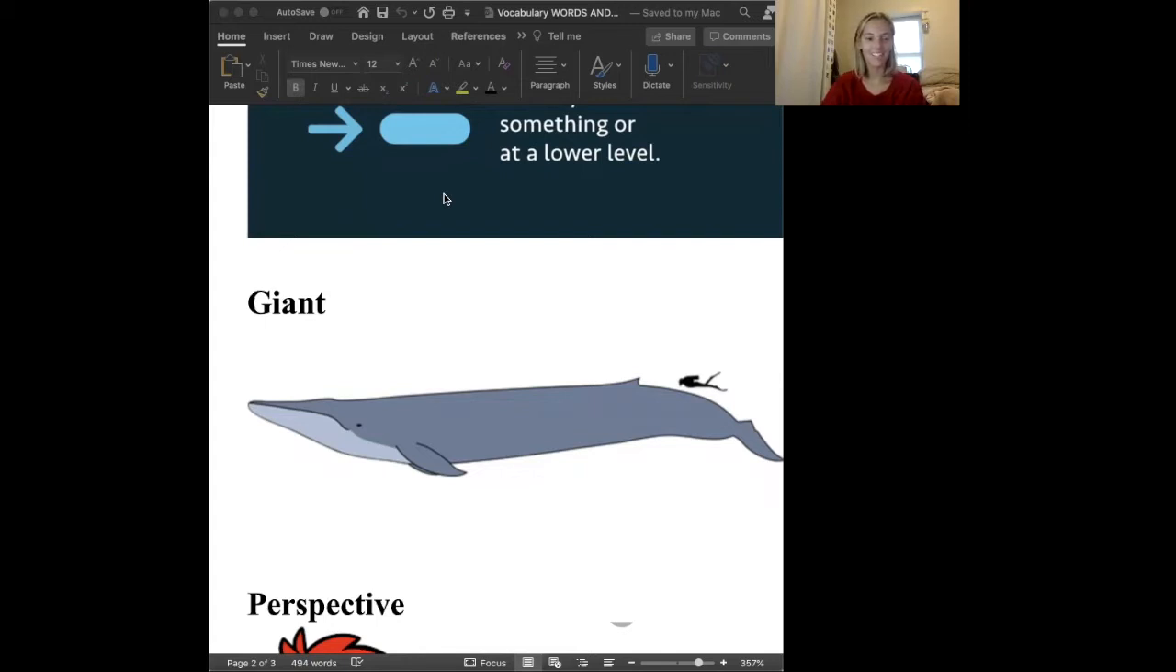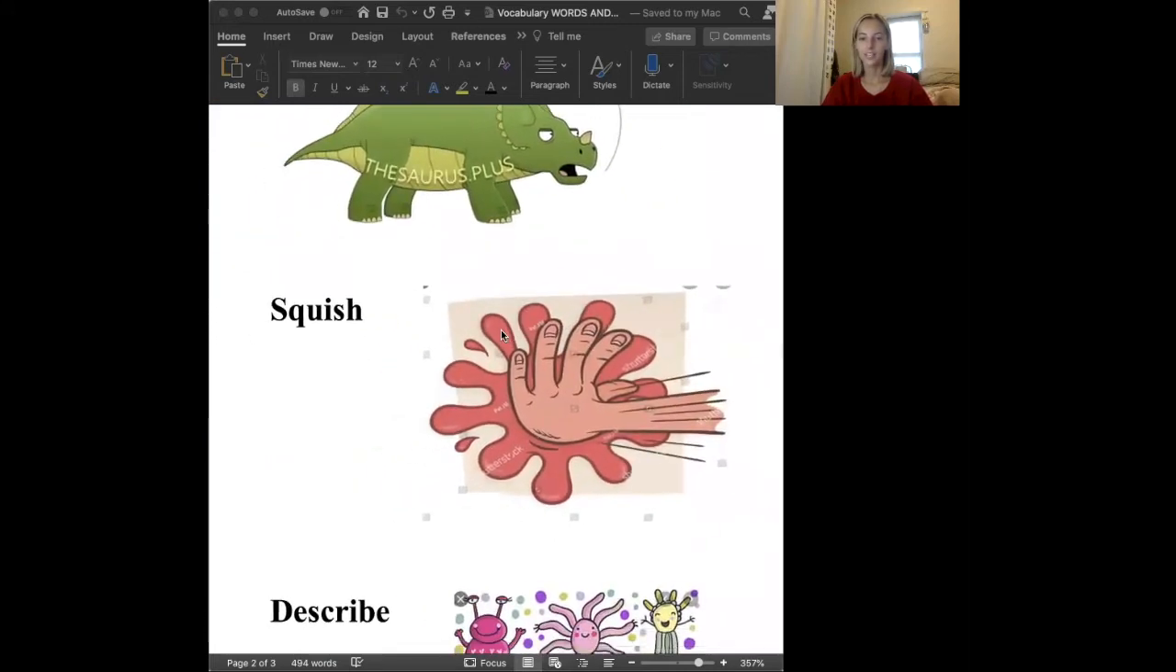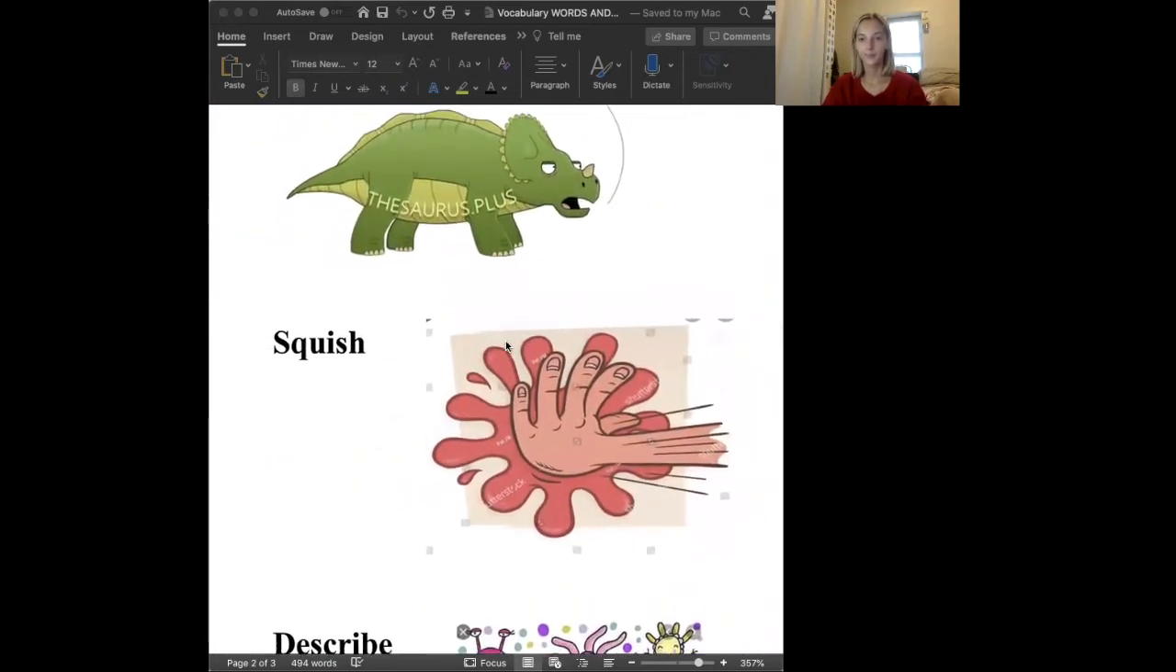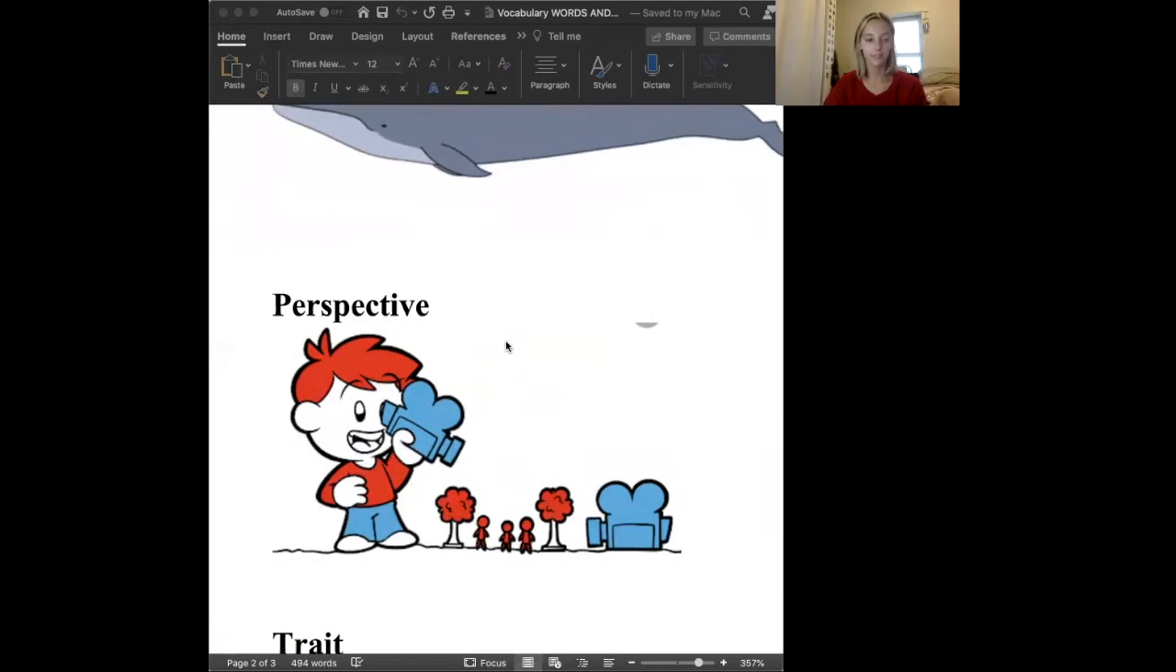Good job, friends. Now our next word is squish. Can we say the word squish together? Squish. Good job. Now, squish means to make a splashing sound when squeezed or walked on. An example of this word used in a sentence can be the mud squished under my toes. Now, can you give me an example of the word used in a sentence? Good job, guys. Amazing.